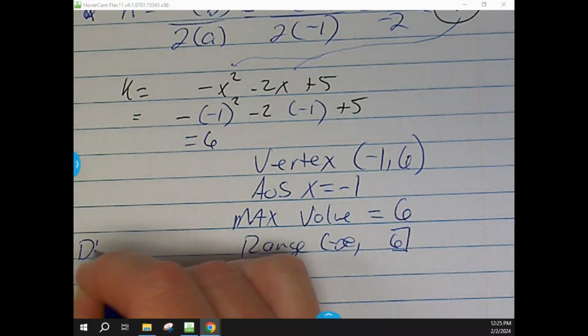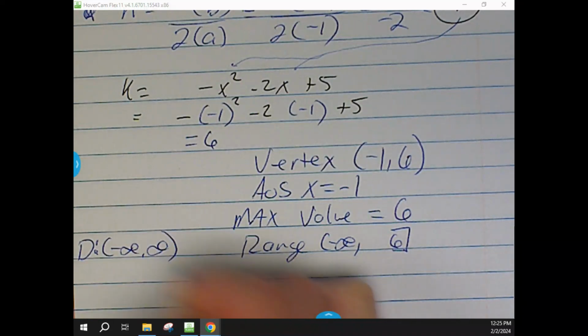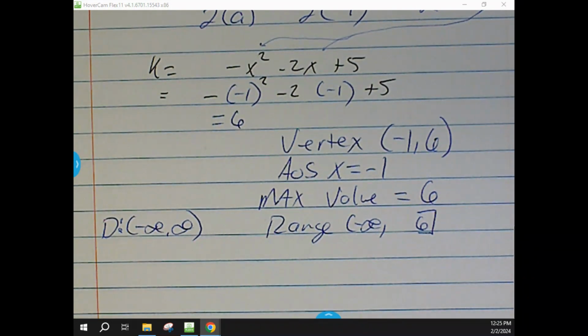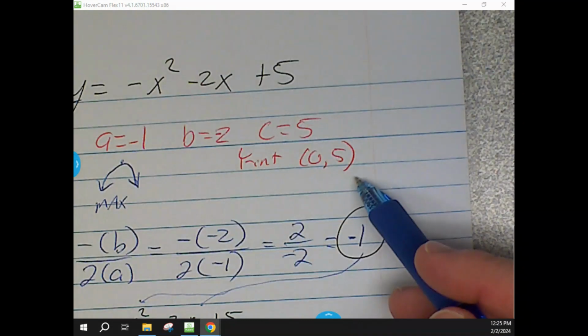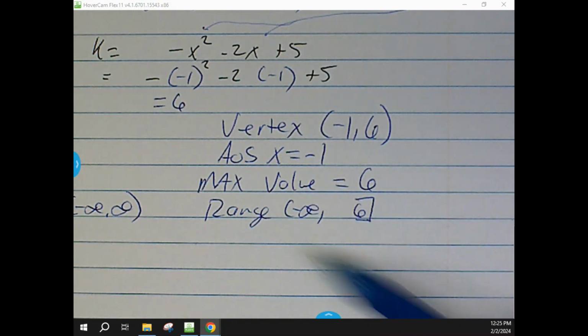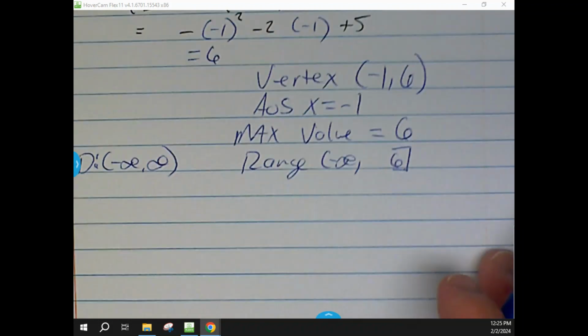All right. Again, domain never changes. It's negative infinity to infinity. I probably won't ask you for domain on the test because it's the exact same answer every single time. I'll probably just wind up skipping that one. Okay. We already had the y-intercept back here, so we're good on that one. We got our vertex, we got our axis, got the max value, got the range. Let's see. I think that's everything. We got our y-intercept, max, min. We'll put it in vertex form here in just a second. We're going to go ahead and graph it.